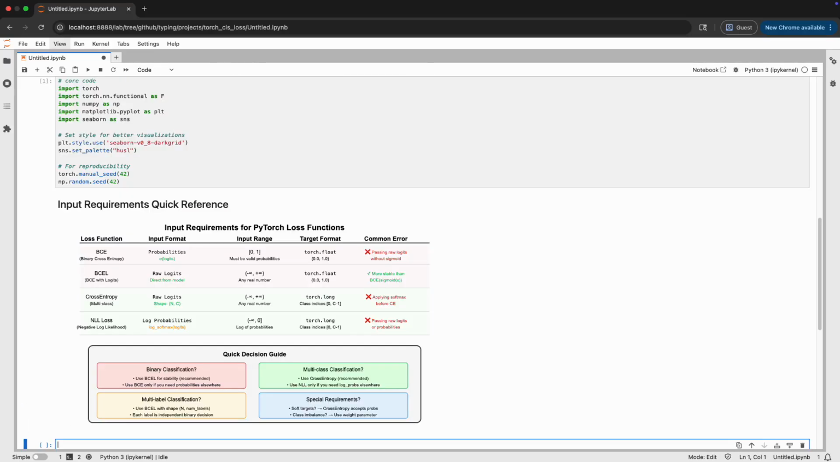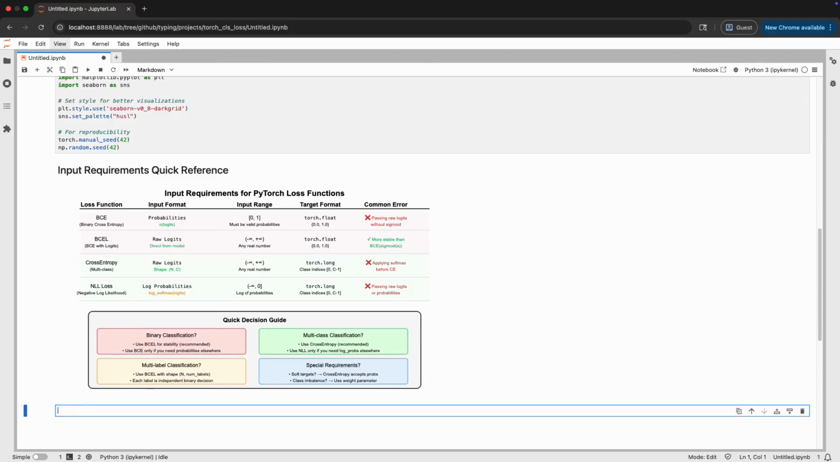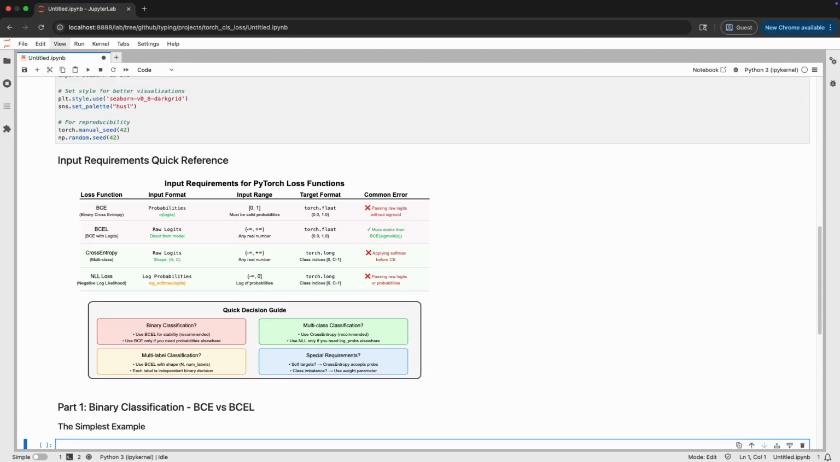Here's a quick reference guide showing the input requirements for each loss function. This visual summary will help you remember what each function expects. Notice how BCE requires probabilities between 0 and 1, BCEL works with raw logits, NLL needs log probabilities, and CrossEntropy also takes raw logits. Now let's dive into part 1, where we'll explore binary classification and compare BCE versus BCEL. We'll start with the simplest possible example to make the concepts crystal clear.